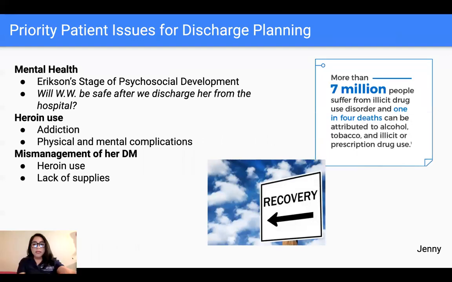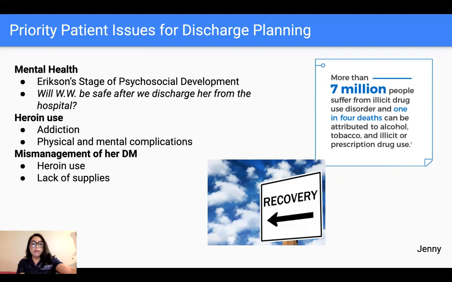Next, I'm going to be discussing priority patient issues for discharge planning. Although we have some background information about our patient, we're not entirely sure what came first. Was it the chicken or was it the egg? Was her heroin use caused by her mental health, or did her mental health cause her to use heroin? In this case, we don't know, but we're going to assume that she started experiencing mental health issues first. With that being said, the priority patient issue would be addressing her mental health.